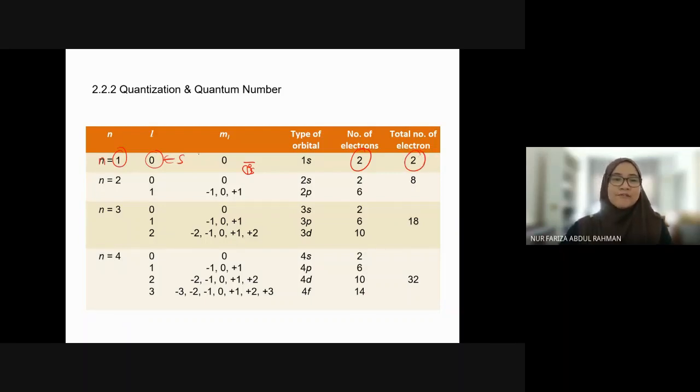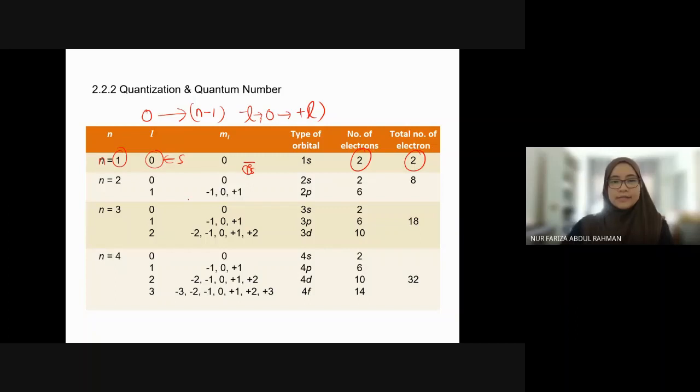Because we do not have other orbitals for N equal to 1. Understand? We only have L equal to 0, which is the s orbital. We do not have p, d and f. So that's why N equal to 1 must only have the s orbital. But if N is equal to 2, that means we have L equal to 0 and 1. What is the condition? L goes from 0 until N minus 1. ML goes from negative L, 0, until positive L.